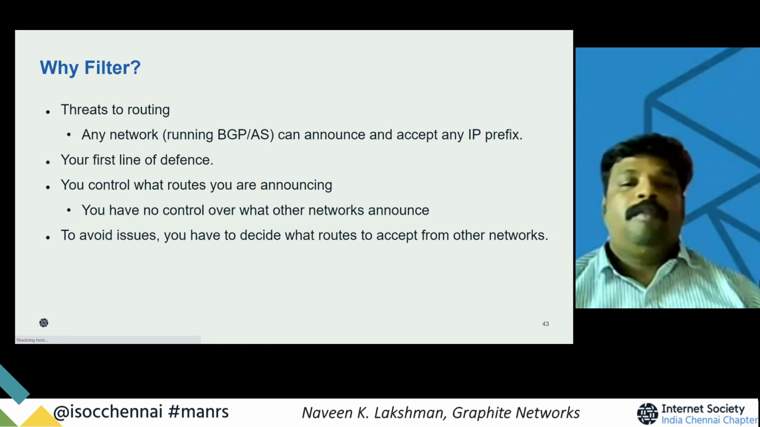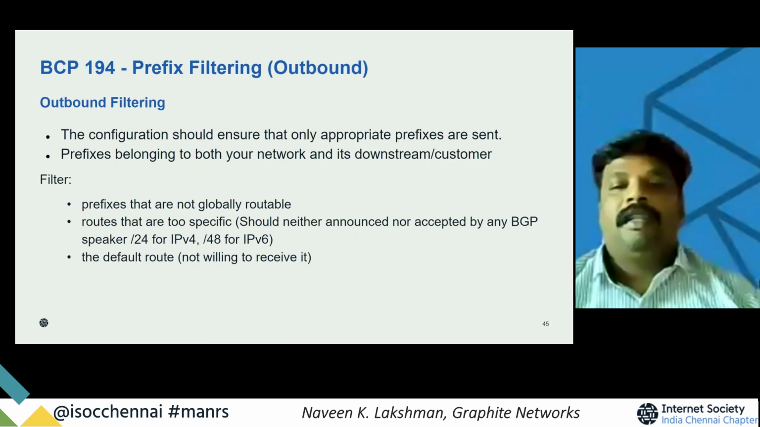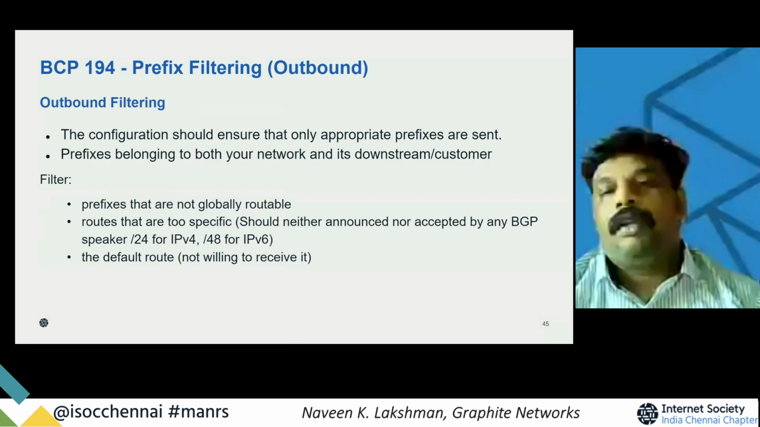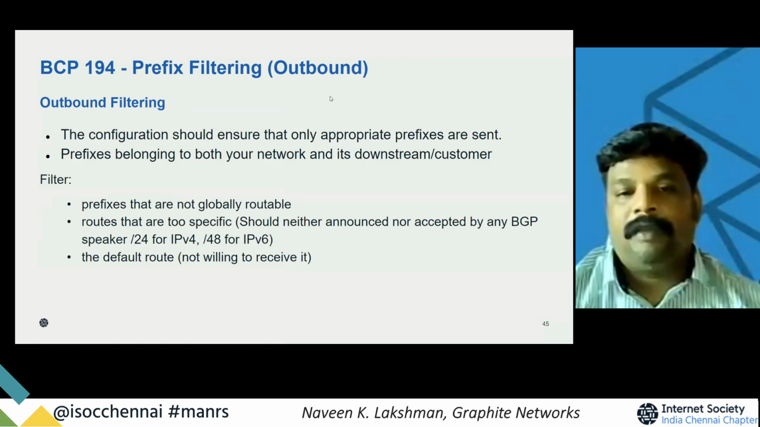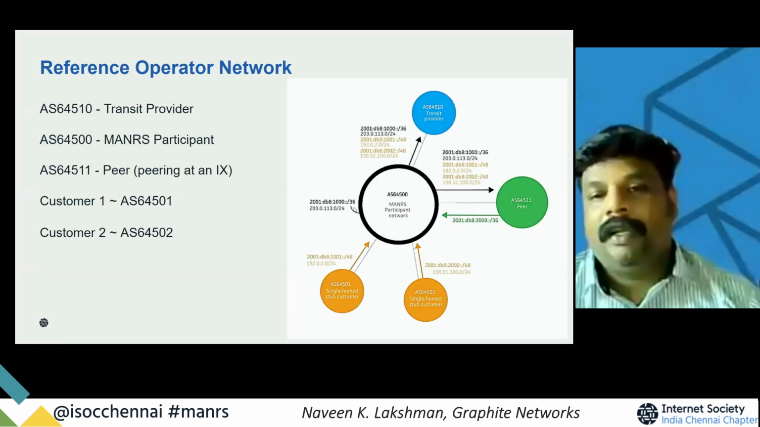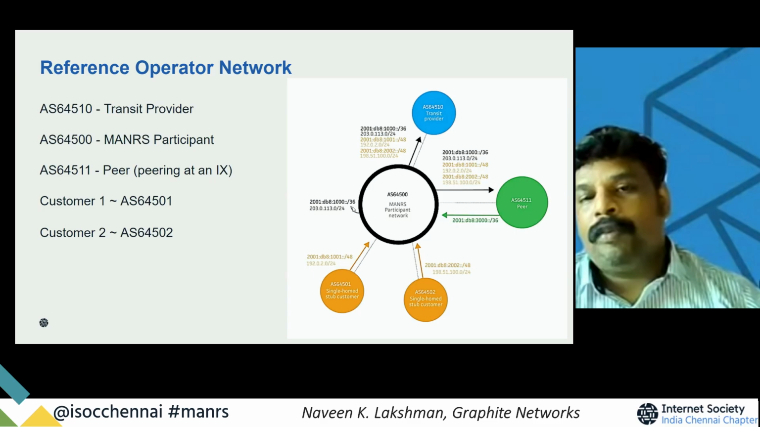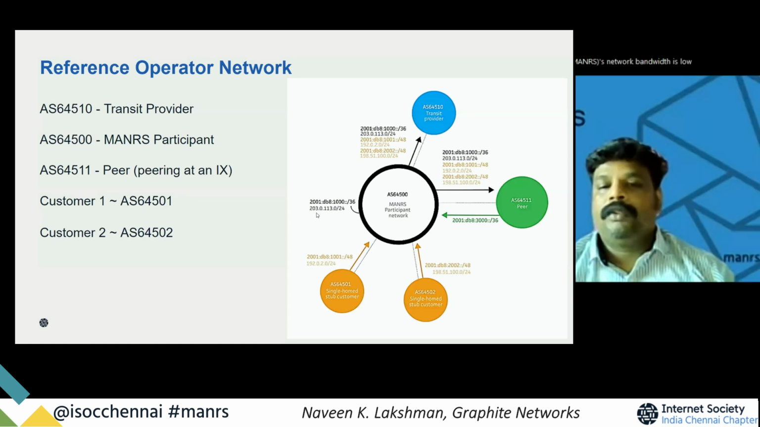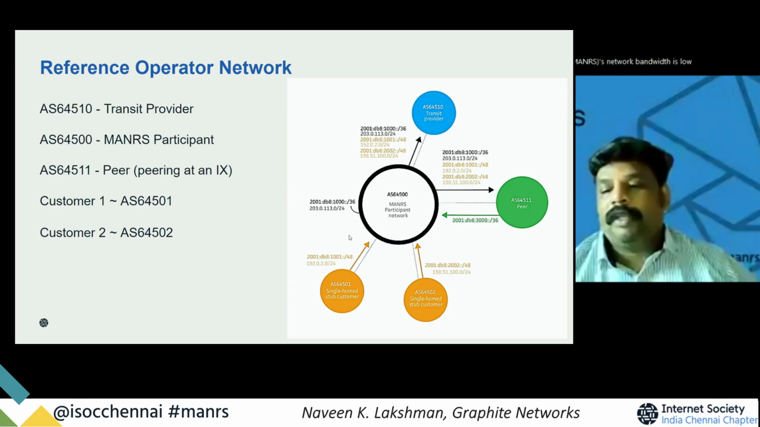For outbound filtering, the configuration should be such that you only send your own network or your downstream customers' networks. Going back to the diagram, if I do outbound filtering, I have to map it: 203.0.113.0, 192.0.2.0/24 and 198.51.100.0/24. Only these three prefixes should be sent out. For V6, the /36 and the /48s. Other than that, you shouldn't be sending anything.